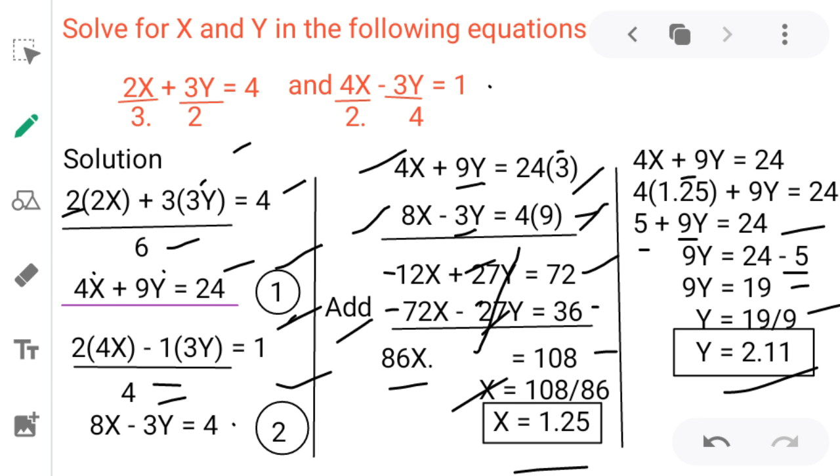So in this way we can solve for the value of unknown terms if there are two unknown terms in the given equations. We have to cancel one of the two unknowns by making the coefficients equal and the signs opposite. So in this way we can find the value of x and y in two variable algebraic equations.